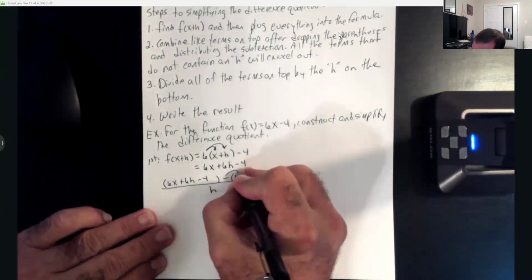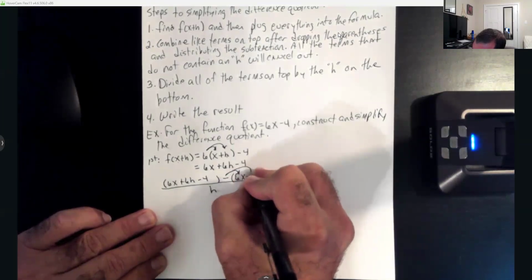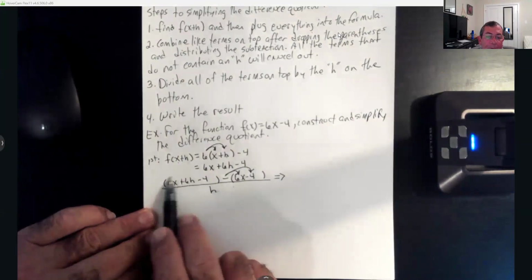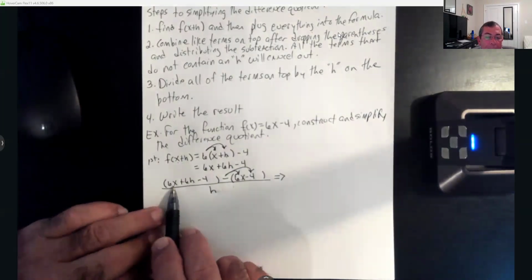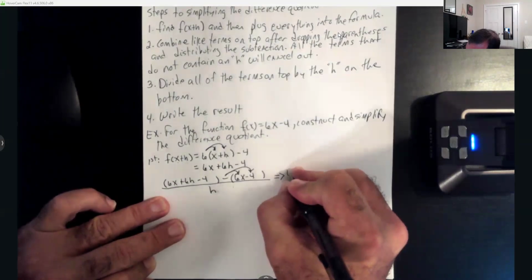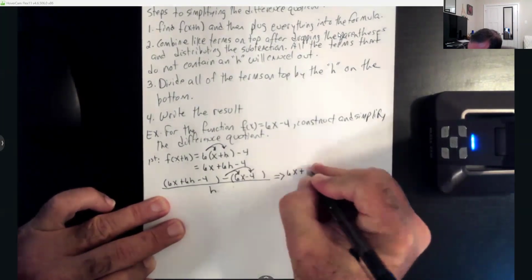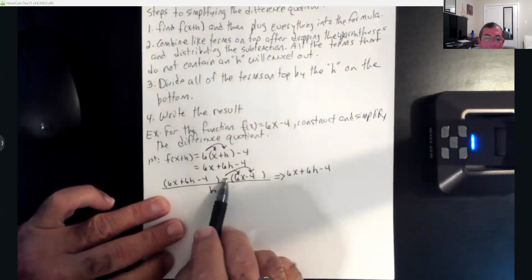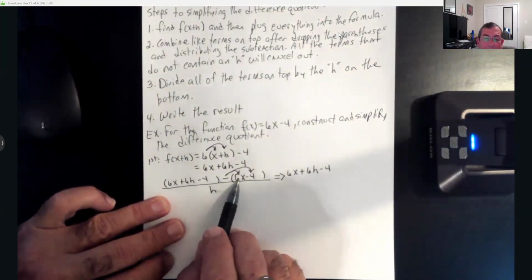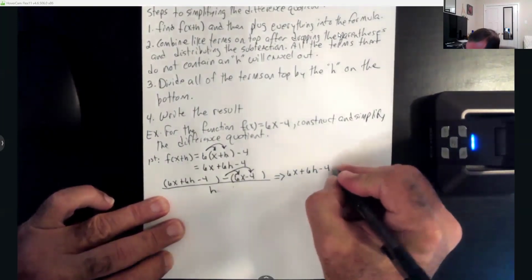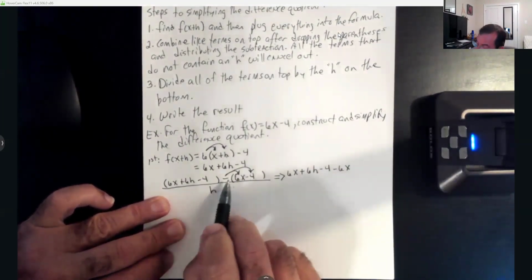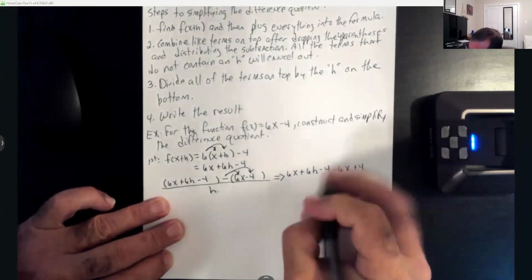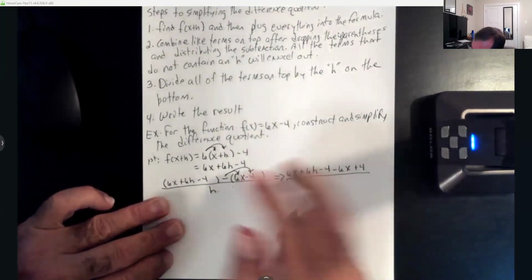Now remember, we have to distribute this subtraction into the second parentheses. So when you drop the first parentheses, there's nothing in front of them, so just bring all this out: 6x plus 6h minus 4. Now, distribute that negative times that positive. You get a negative 6x. Distribute that negative times that negative. You get a positive 4. All this is over h.